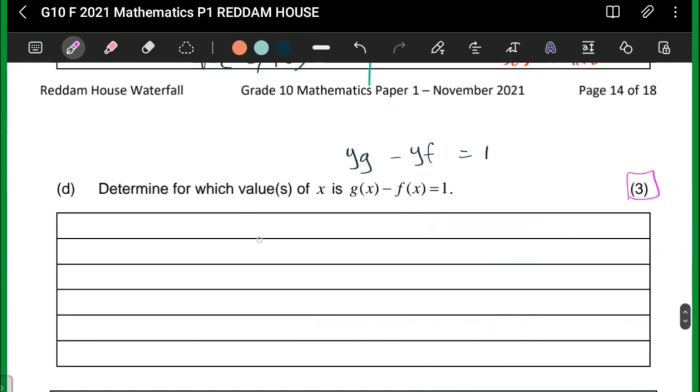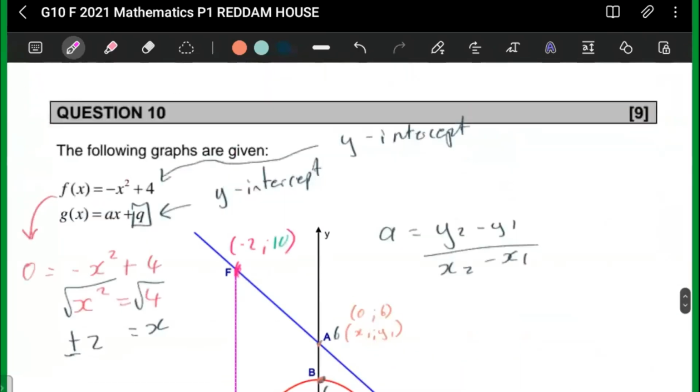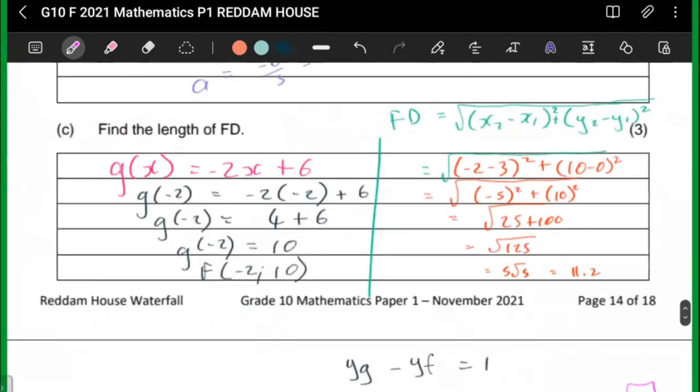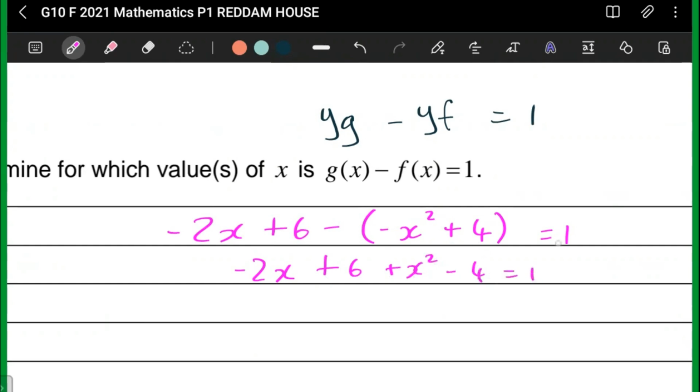The equation of g of x, you know, it's -2x plus 6. You're minusing f of x, hence the brackets. Be careful of the brackets. So here it's like -x squared plus 4. Close bracket equal to 1. So let's solve for x here. You're going to have your -2x plus 6, you're going to have plus x squared, and then you're going to have -4 equal to 1.